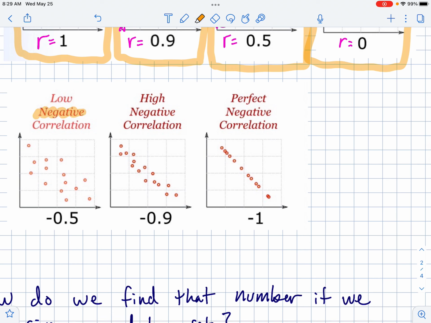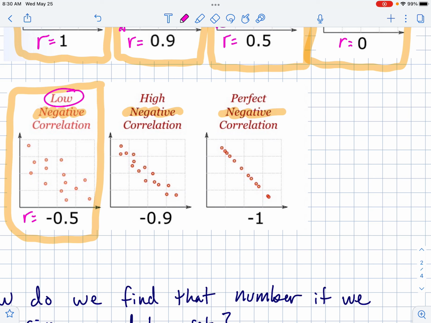Now these are all negative correlation. See, negative, negative, negative. They're negative because all of them are going downhill. So if we look at the first one, this is an example of low correlation, but it is negative because if you look at the general trend of the dots, they're going downhill.